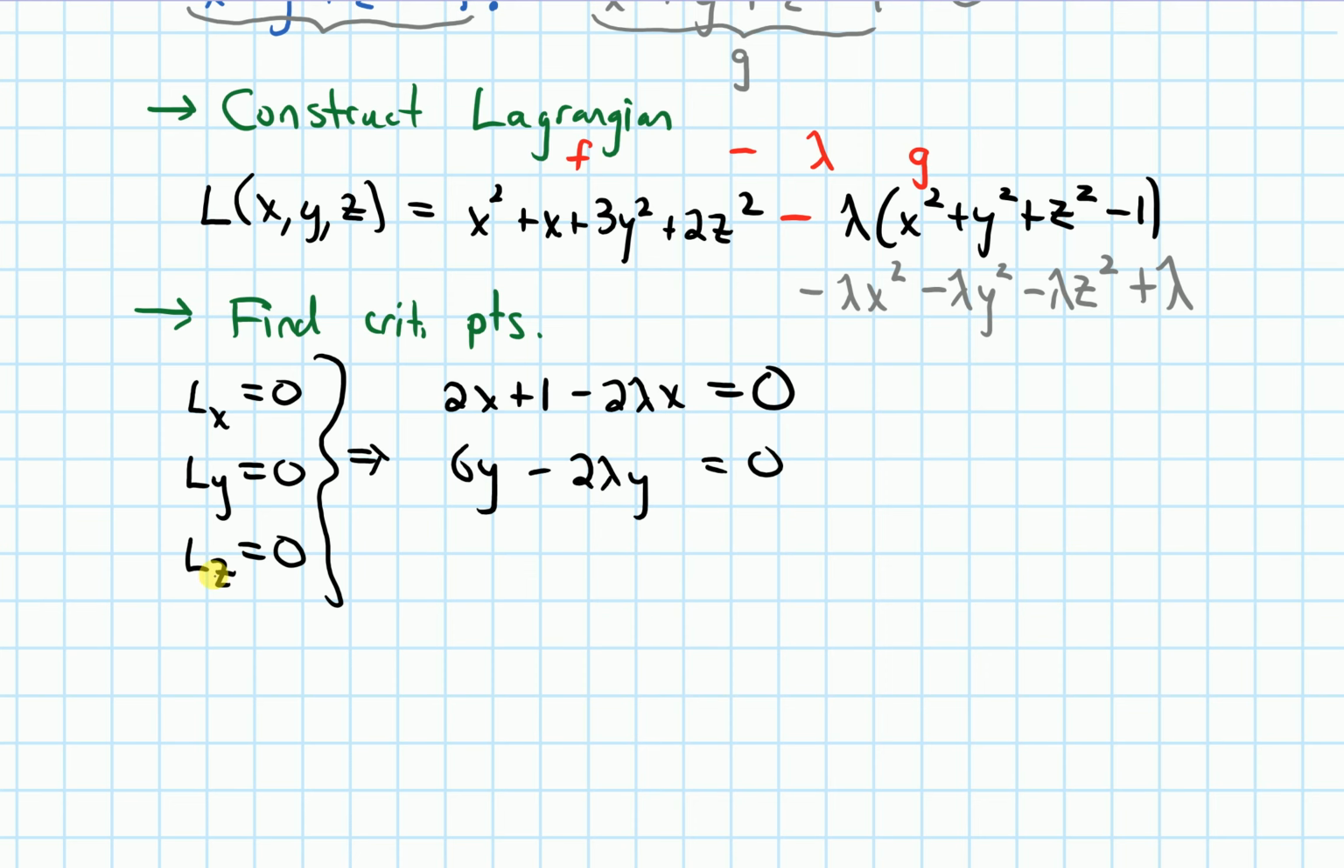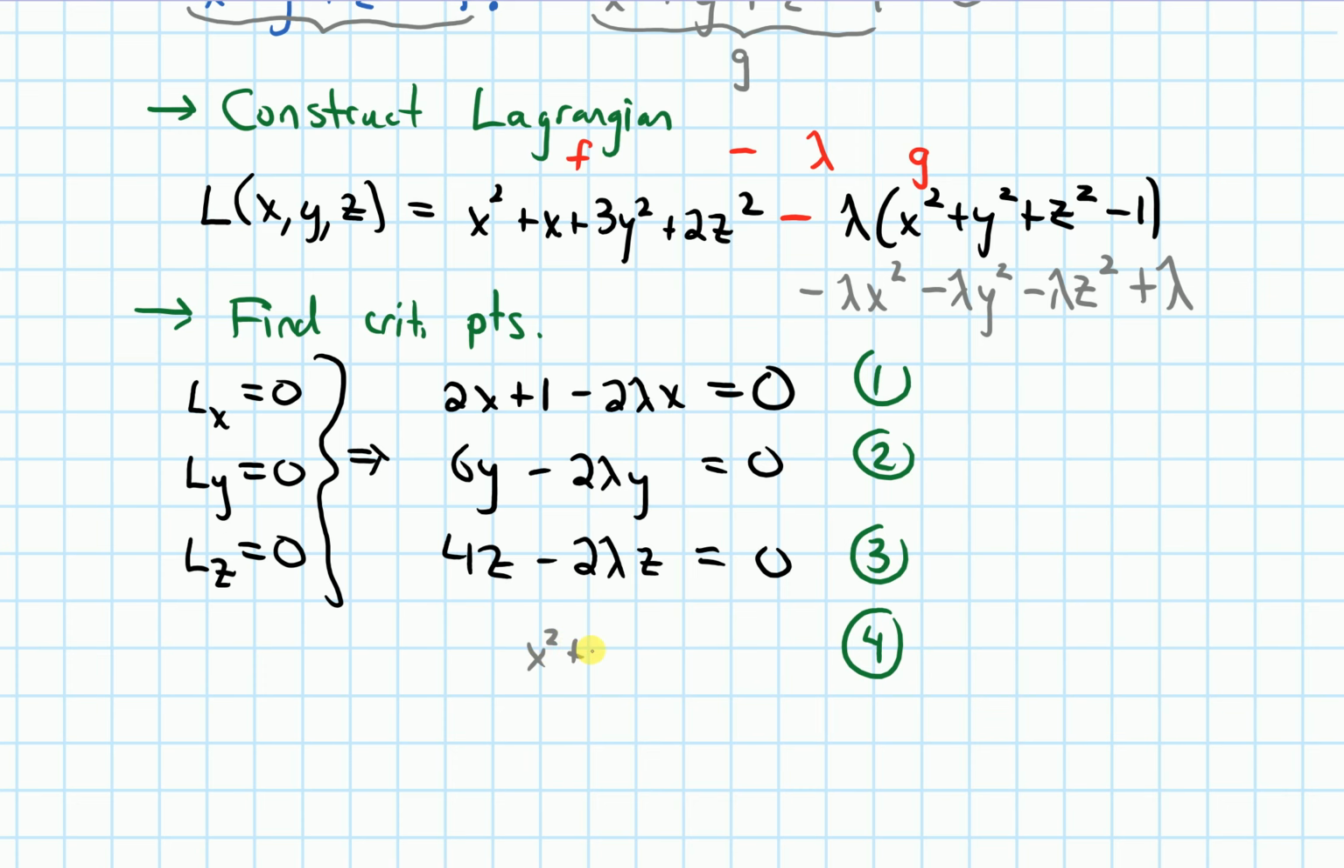And then finally, for the partial with respect to z, from the terms in the function f, that partial is 4z. And for the terms that are in minus lambda g, that partial will be minus 2 lambda z. And I set that equal to 0. Okay, so we have 1, 2, and 3 equations, but there's 4 unknowns, x, y, z, and lambda. So we are going to need that extra equation, which when we do Lagrange multipliers is our constraint, which was x squared plus y squared plus z squared equals 1. So we get to our system of equations.